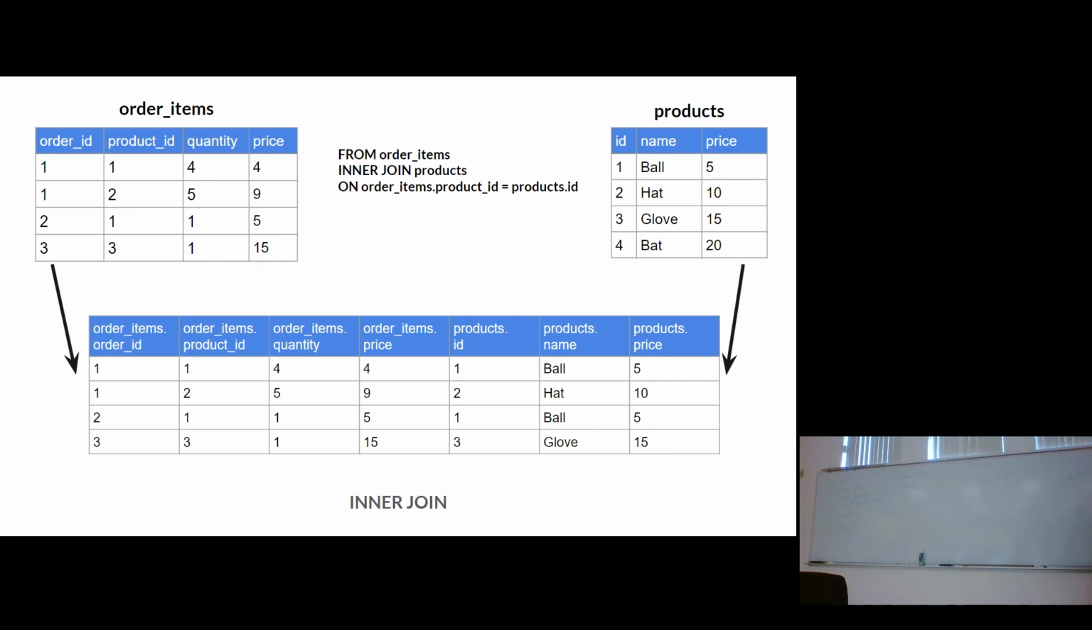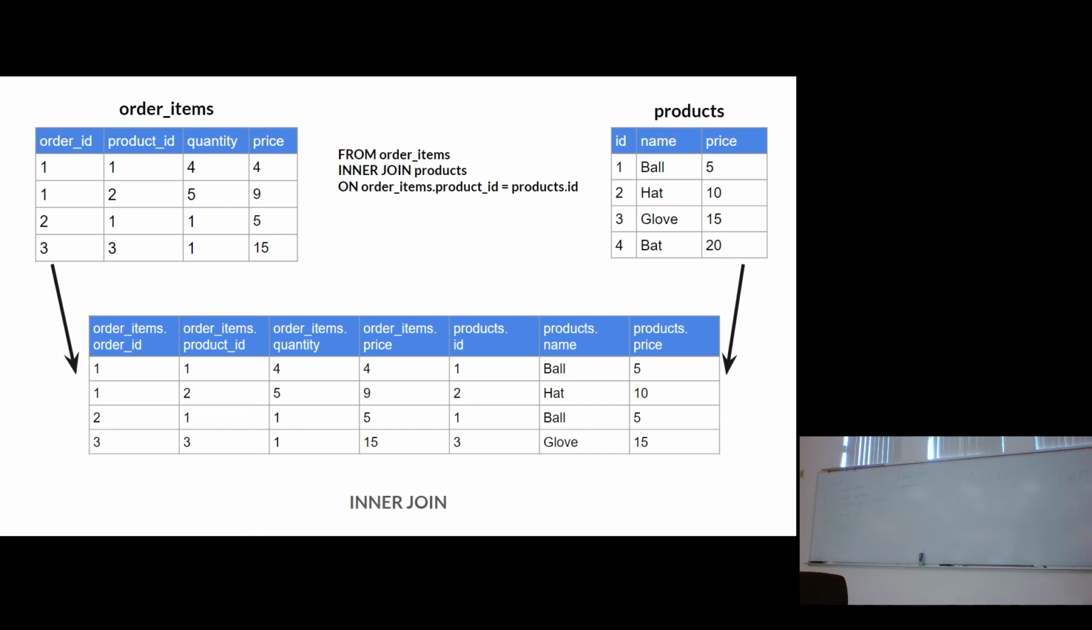I also might notice that in here, notice my product IDs, 1, 2, 1, and 3. One of my product IDs is missing. Do you see that? There's no bat over here. There's no product ID 4. Why? Well, because nobody ordered that. Nobody ordered a bat, so it's not in these result sets.